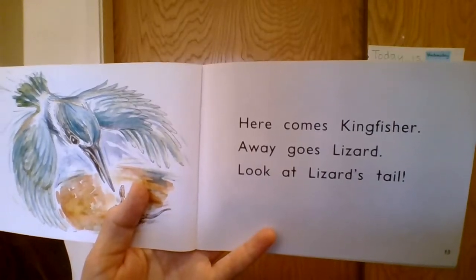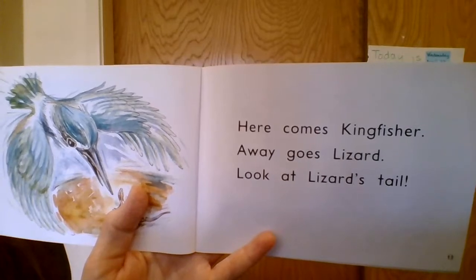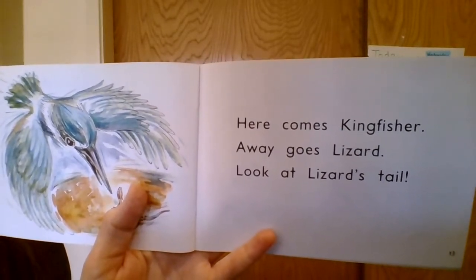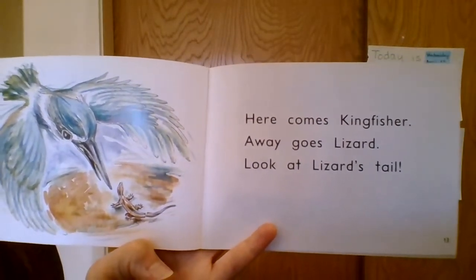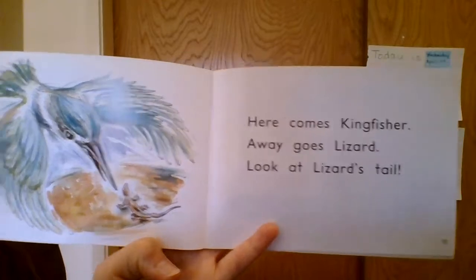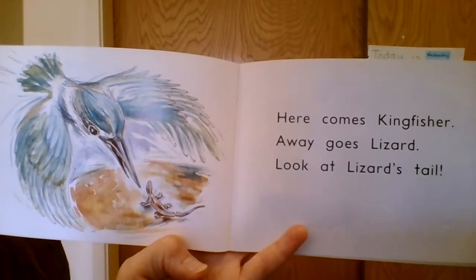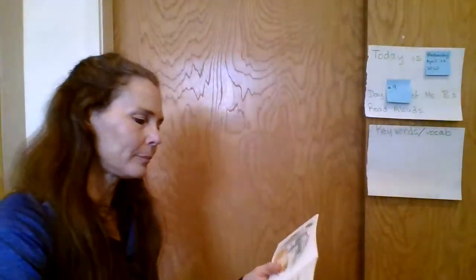I'm going to read this page one more time. Here comes Kingfisher. Away goes lizard. Look at lizard's tail. My thumb was covering the picture. It's really important at level D to make sure you're looking at the picture as you read. Look back and forth and make sure the words match the picture.